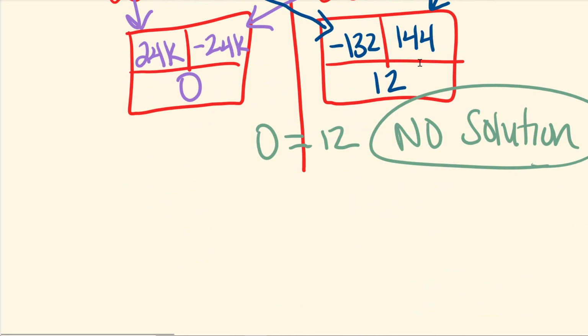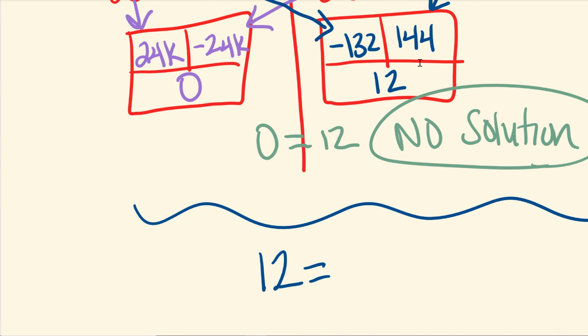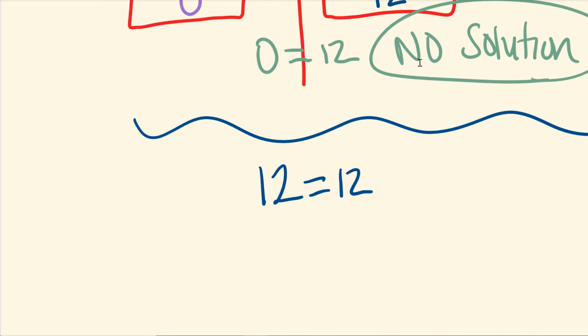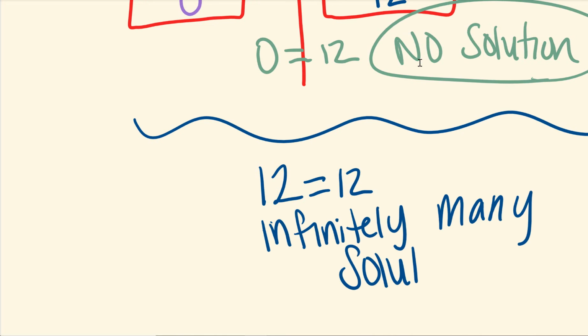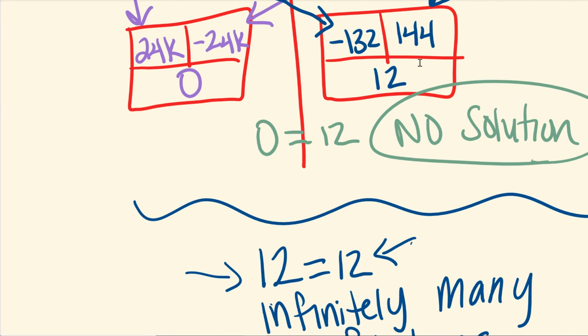If, scroll down just a smidge, if we ended up with 12 equals 12, we got a true statement. There's no variables involved, but we got a true statement. That would be called infinitely many solutions, which means that no matter what number we plug in for the variable, everything's going to work. Both sides are completely the same all the time, right? So if you get the same exact number on both sides with 0 variables, infinitely many solutions. If you get 2 different numbers on both sides with 0 variables, there's no solution. Be super careful with those differences.